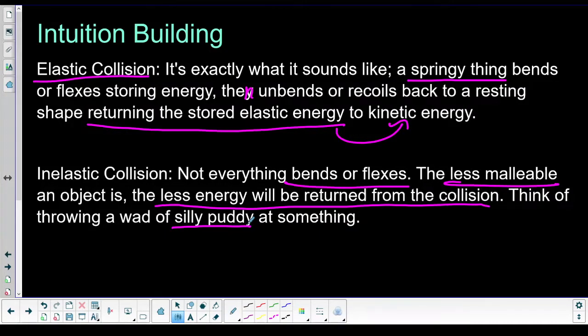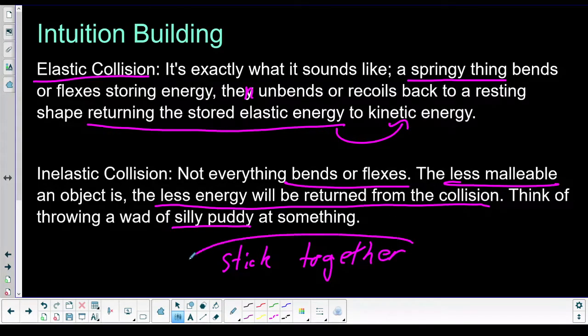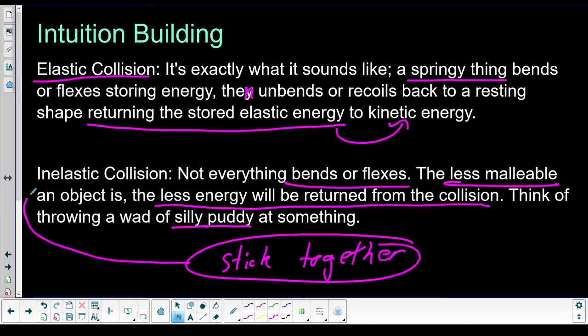So we're going to look at some examples today where things stick together. If things stick together like silly putty sticks to stuff, you're looking at an inelastic collision. It's literally impossible for things to stick together and be elastic, because if you're sticking together, you're going to compress a spring, and then you're never going to uncompress it and get the kinetic energy back out.